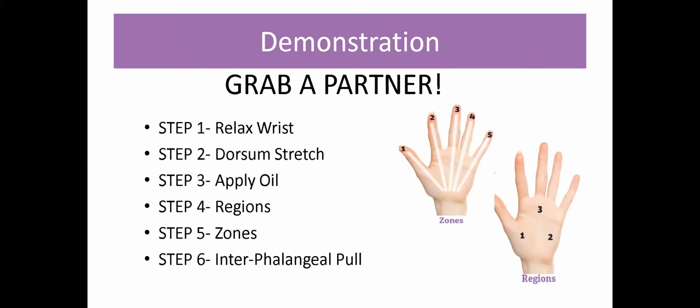Great job, ladies. Good explanations. And now it's time to grab a partner. Well, you might not have a partner right now, but if you do, this is a great time to go over the steps again. Make sure that they relax their wrists, do the dorsum stretch, apply the oils, go through the regions, then the 5 zones, then the interphalangeal pull.